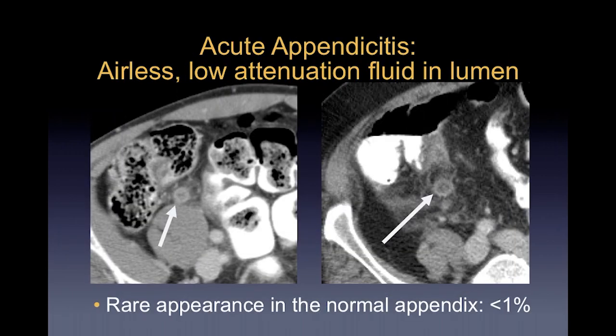Now, a sign that I don't think gets quite enough attention that can be very useful is the appearance of airless, low attenuation fluid in the lumen of the appendix. You would think that you'd see it quite commonly in the appendix. There's fluid in bowel, there's fluid in the colon. Why can't there be fluid in the appendix? But you actually see it rarely in the normal appendix. It's less than 1% of cases where you're going to have airless fluid.